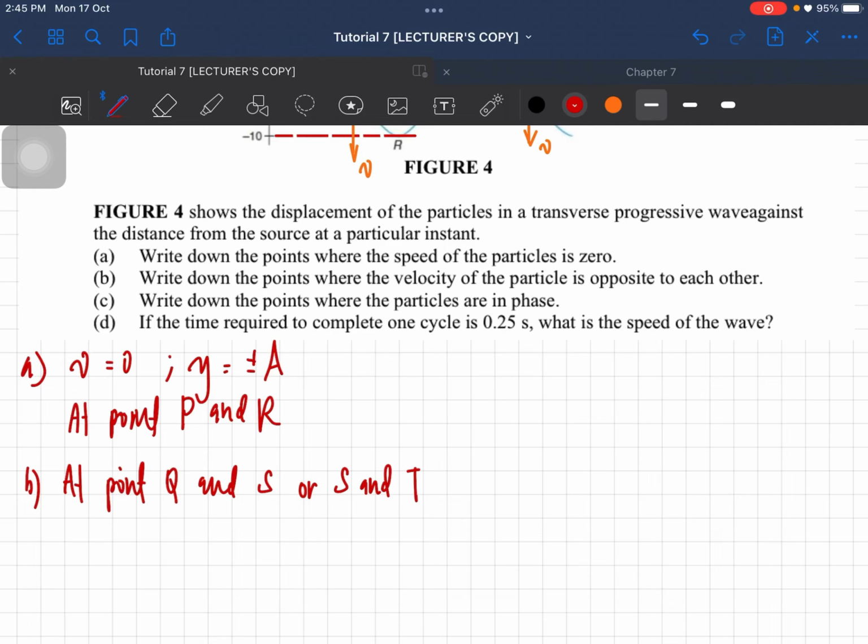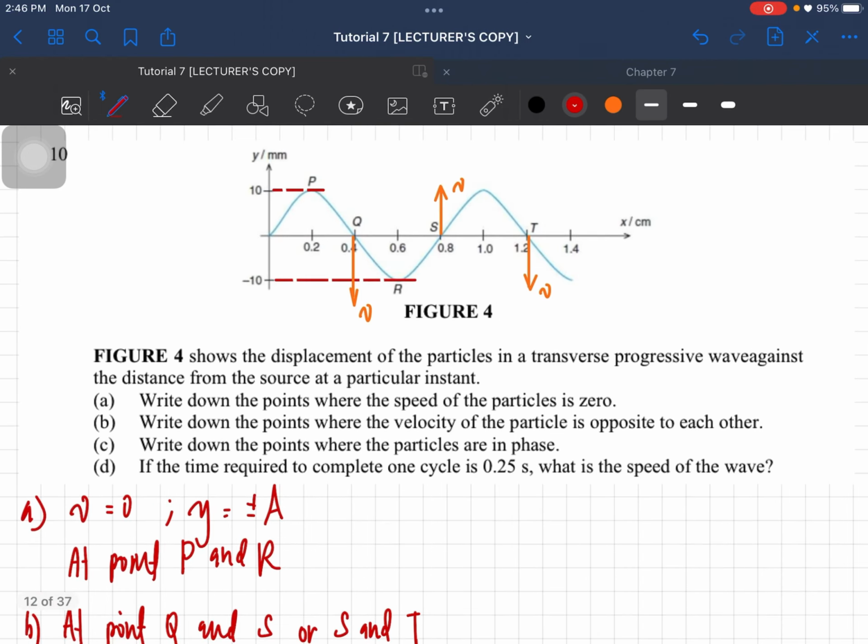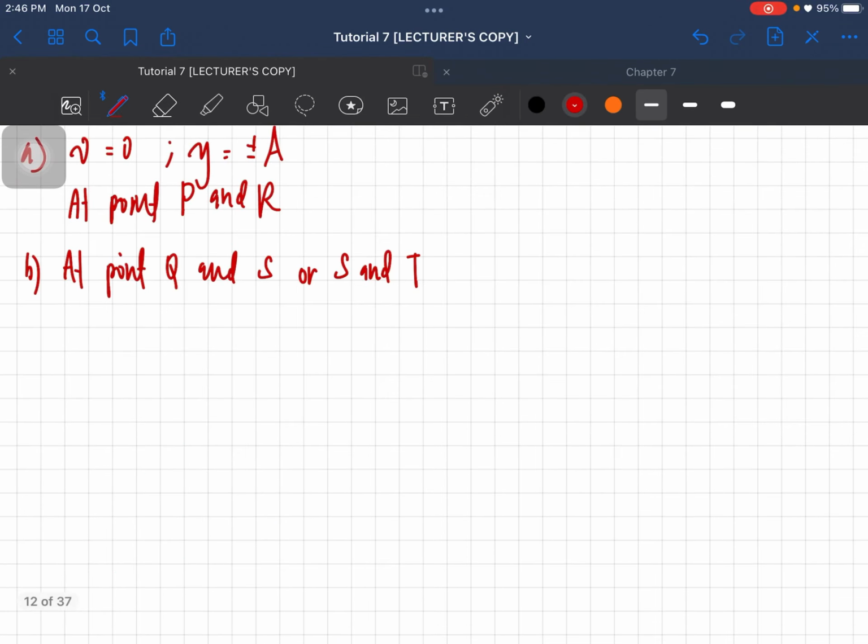So next we need to find the points where the particles are in phase. Particles that are in phase are particles that are moving up together or down together. They're not moving in opposite directions. So that is at point Q and point T, because both are going down. So the answer is at point, as before, Q and T.